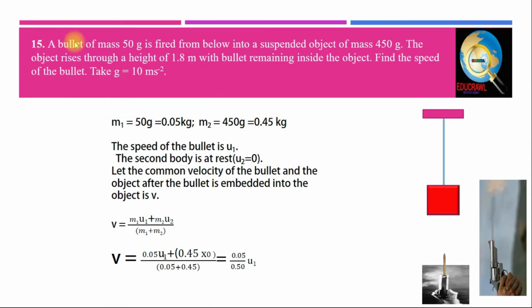Fifteenth problem. A bullet of mass 50 gram is fired from below into a suspended object of mass 450 gram. The object rises through a height of 1.8 meter with the bullet remaining inside the object. Find the speed of the bullet. And you have to assume g value as 10 meter per second square. The problem is explained in the animation at the bottom.